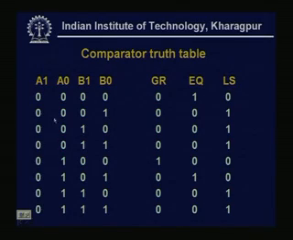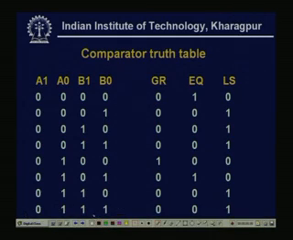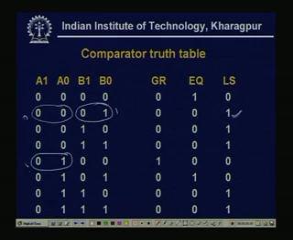So, when A1 A0 is 0 0 and B1 B0 is 0 1, what is the numerical value A and B have? See, this is 0 0 means this is 0 value, this is 0 1 means 1 value. So, A is less than B. So, that is why LS is producing a 1, whereas the GR line and the EQ line, means greater and equal, they are giving 0. Similarly, we take this one, 0 1 0 0. See this 0 1, this is 1, this is 0. So, it is A greater than B. So, this greater than is giving a 1, equal is giving a 0 and less than is giving a 0.